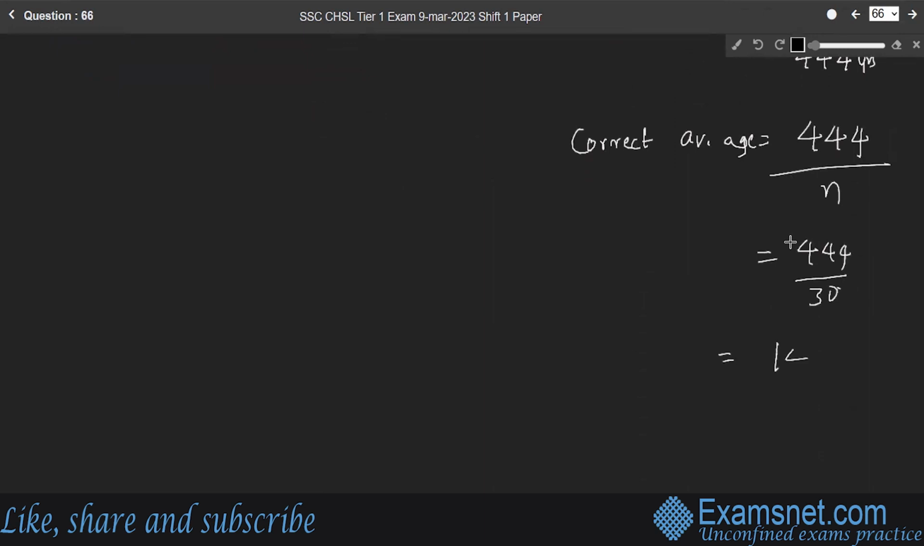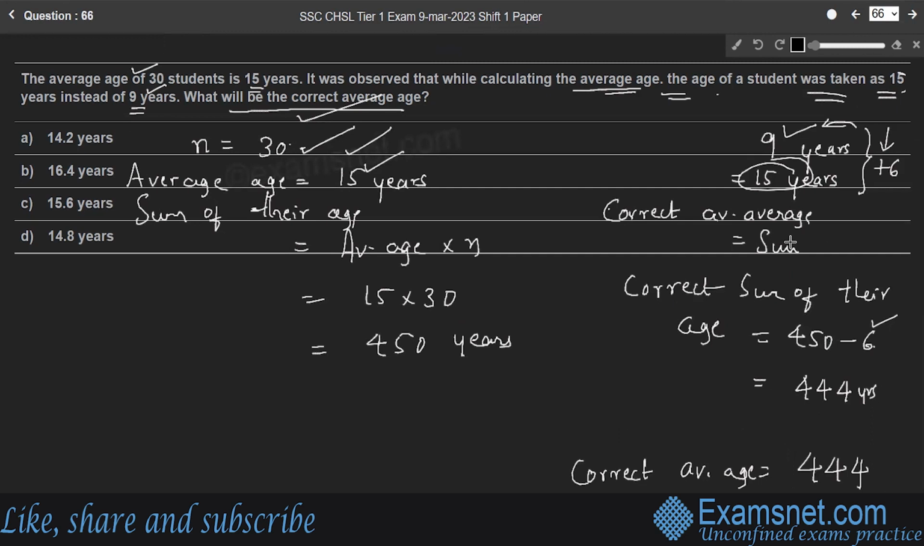So 14.8 years. So 14.8 years is their correct average age, right? Therefore, option D is the right answer.